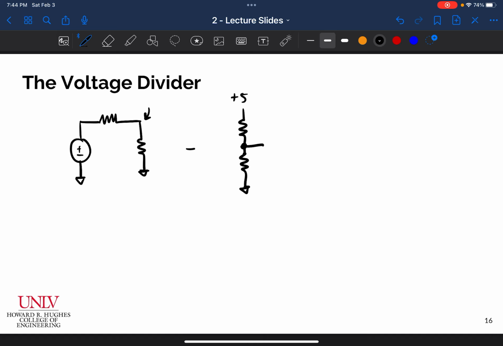These two circuits are actually equivalent. There's no difference here if this was a 5-volt source. You will see voltage dividers drawn like this actually quite a bit, so maybe I'll throw something like that on a homework. But I just want to get you used to seeing different circuits. I'll stick with what I've been doing thus far for the time being.